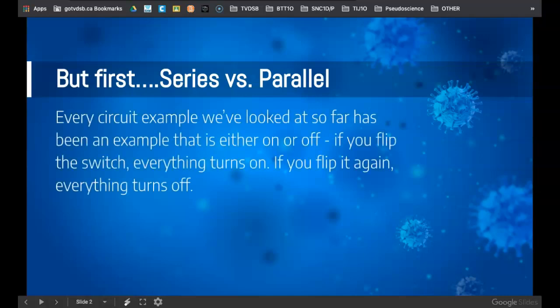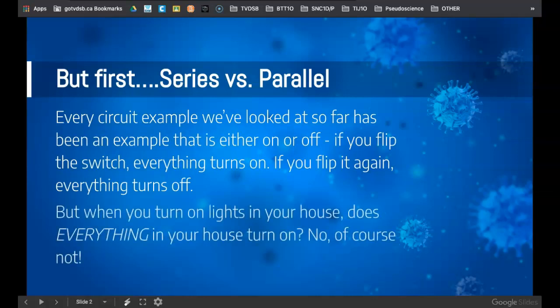Now, think about what we've looked at so far. Every circuit example that we've looked at, if you flip the switch, everything turns on. You flip it again, everything turns off. But if you think about it, when you turn on lights in, say, your bedroom in the house, does everything in your house turn on? If a light bulb burns out in your bedroom, does the power in your house entirely turn off? No, of course not. So obviously there's more than one way to set up a circuit.